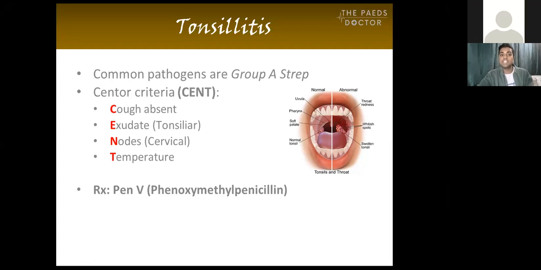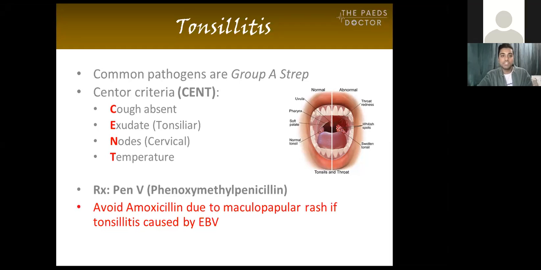So these patients are treated with Pen-V, phenoxymethyl penicillin, okay? Obviously some of you may think, oh, we should give amoxicillin, because that's the common antibiotic we give in pediatrics if they have a pneumonia, etc. But we avoid amoxicillin due to a maculopapular rash that can develop if the tonsillitis is caused by Epstein-Barr virus. Obviously Epstein-Barr virus can present in a similar way. It doesn't typically have exudate, but it can. So you avoid amoxicillin at all costs, and you give phenoxymethyl penicillin in this case.